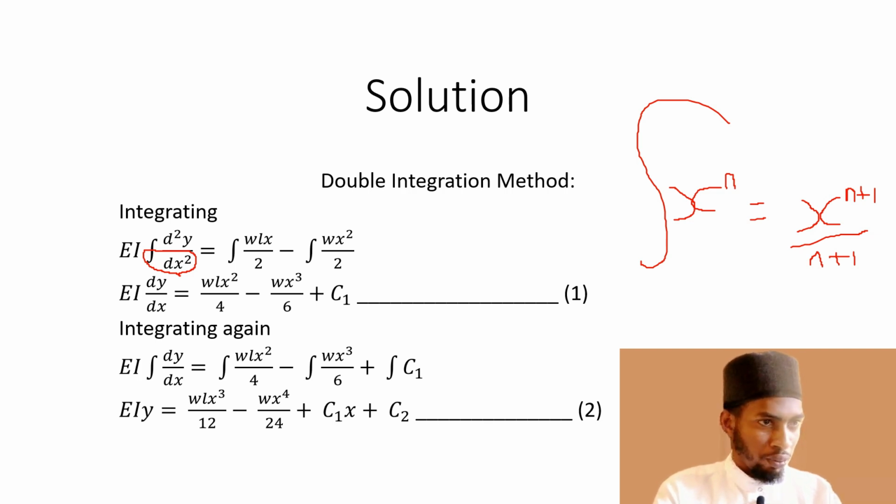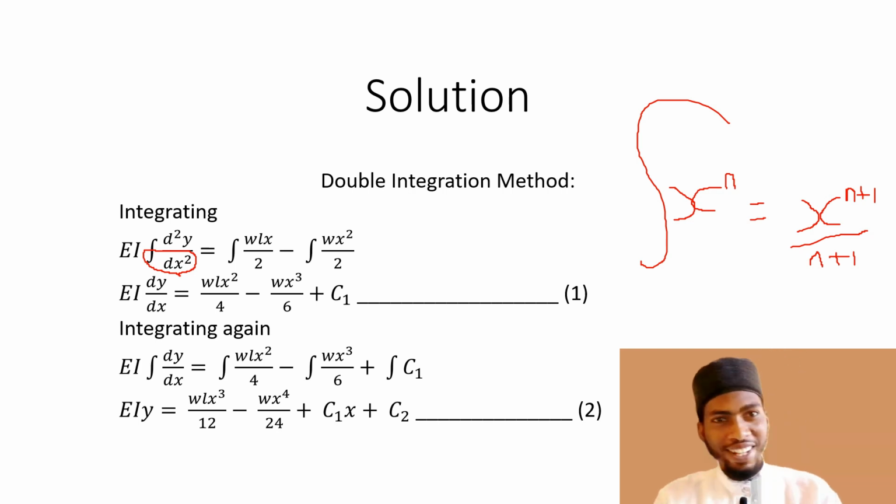So we are integrating this equation 1 now, which is WLX square over 4 minus WX cube over 6 plus C1. Okay, after integrating, please pay attention to what is happening here. When you integrate d square y dx square, you're going to have dy dx. When you integrate dy dx, you're going to have y. EI is constant. Okay, so we have y to be equal to WLX power 3 all over 12 minus WX power 4 over 24 plus C1x plus C2.